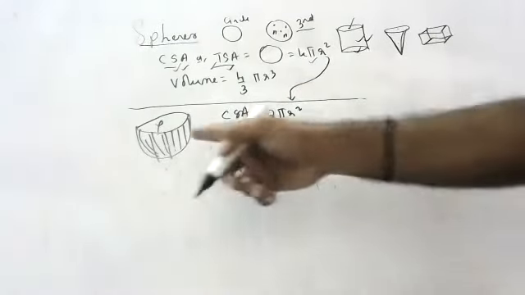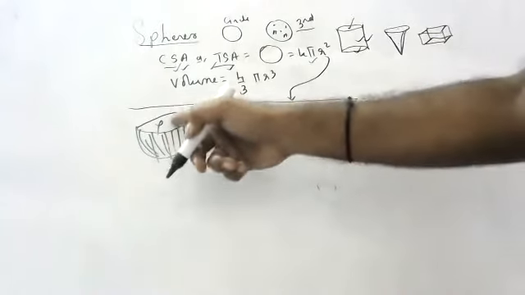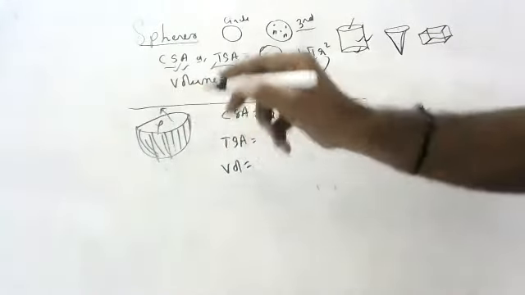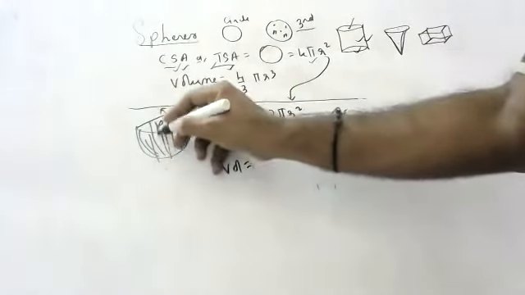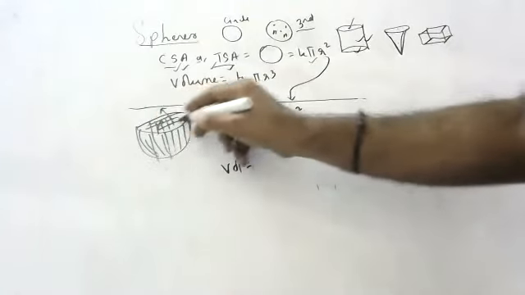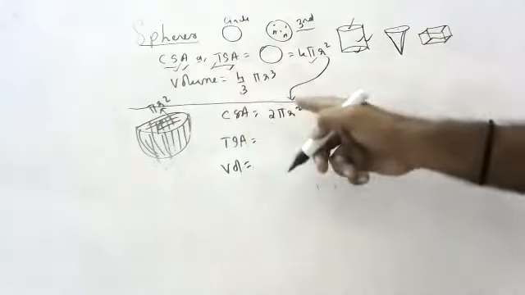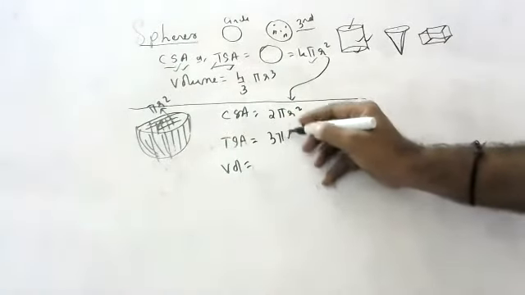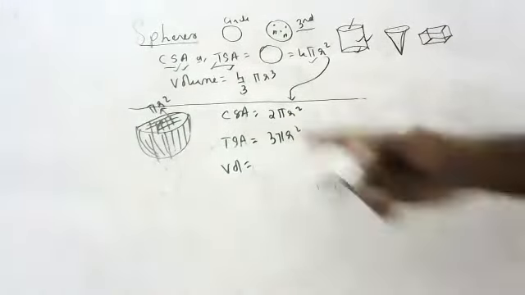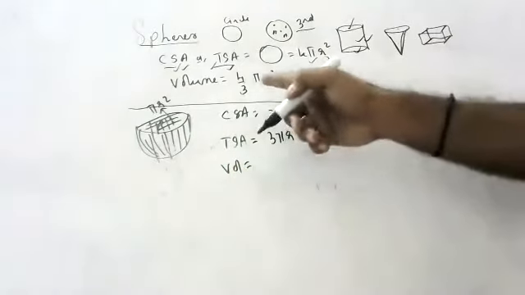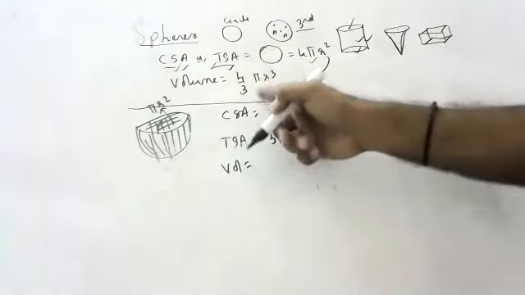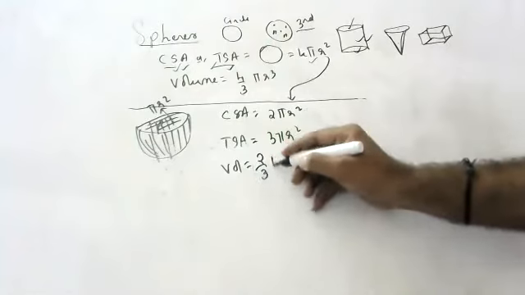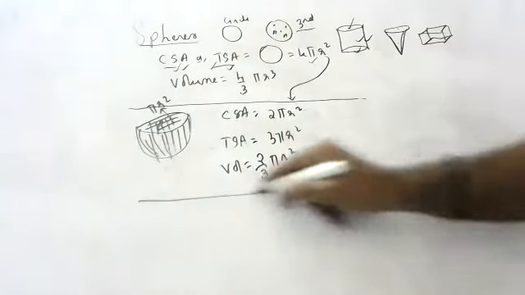Now TSA, children, this is CSA plus this. The area of this is how much? Anyone? Pi r square. So 2 pi r square plus pi r square is how much? 3 pi r square. 3 pi r square is TSA. And the volume of a hemisphere is 2 by 3 pi r cube. Fantastic, half of this. Very good, 2 by 3 pi r cube. Volume is half of this.